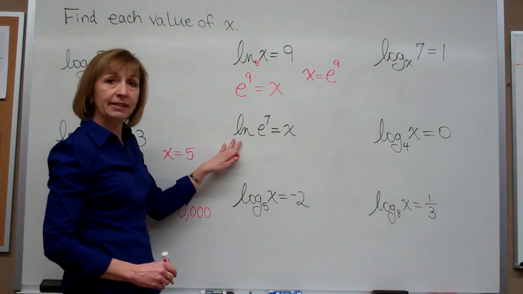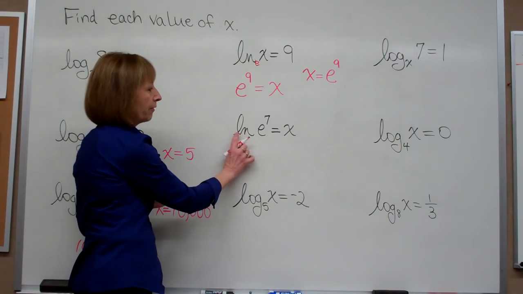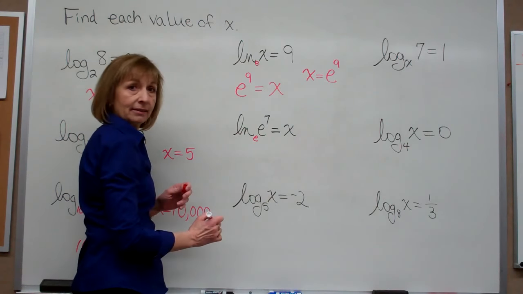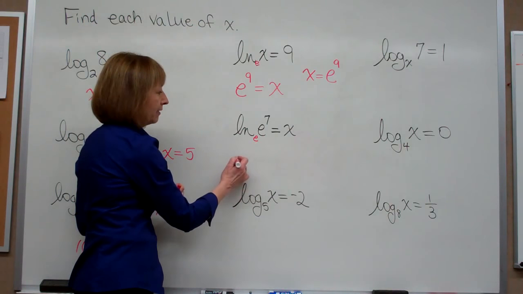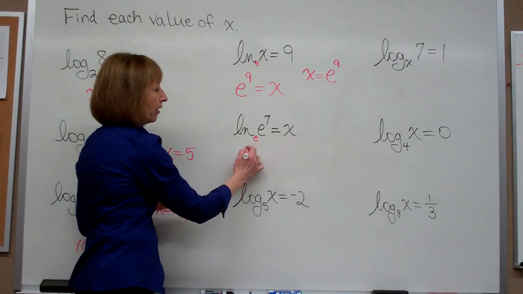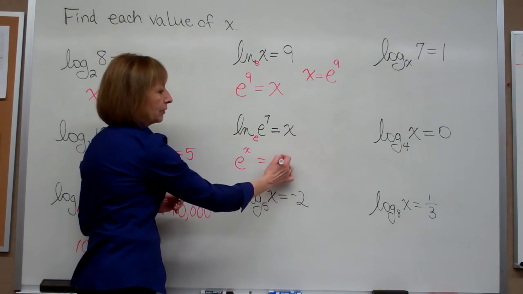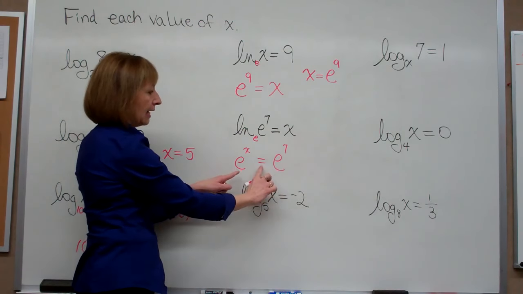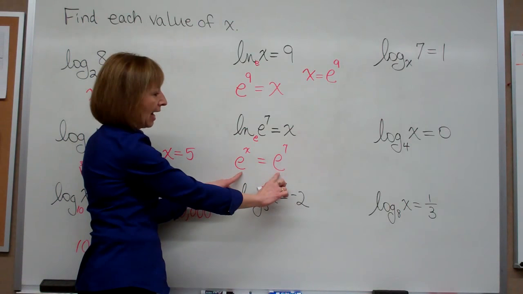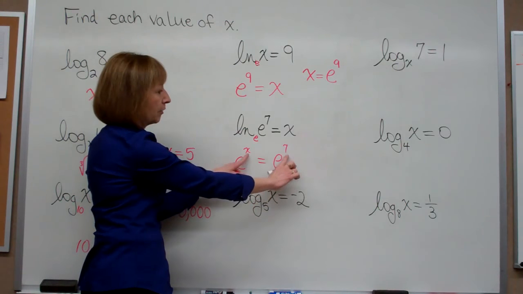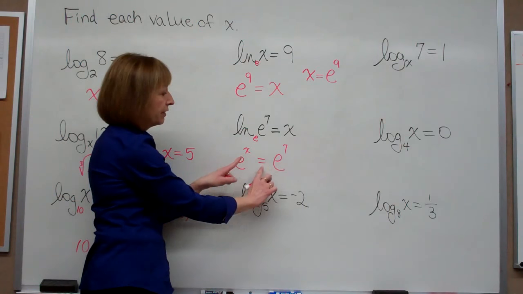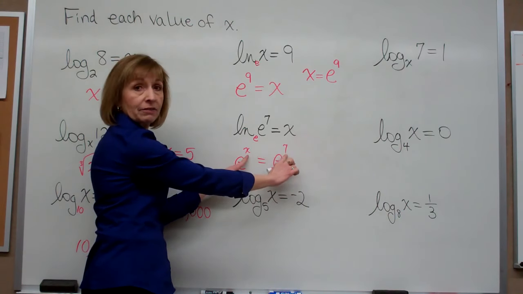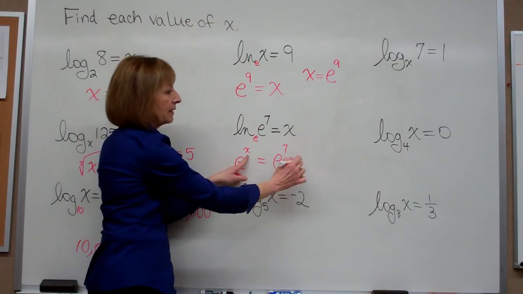Okay, our fifth example, again, remember, if it's spelled ln and there's no base showing, the base is e. So here we have my base of e to the power of x is equal to e to the 7th. On both sides of this equal sign, I have a base of e, and they're both raised to a power. So if this is truly to be equal and my bases are already equal, then my powers have to be equal. So x must be 7.